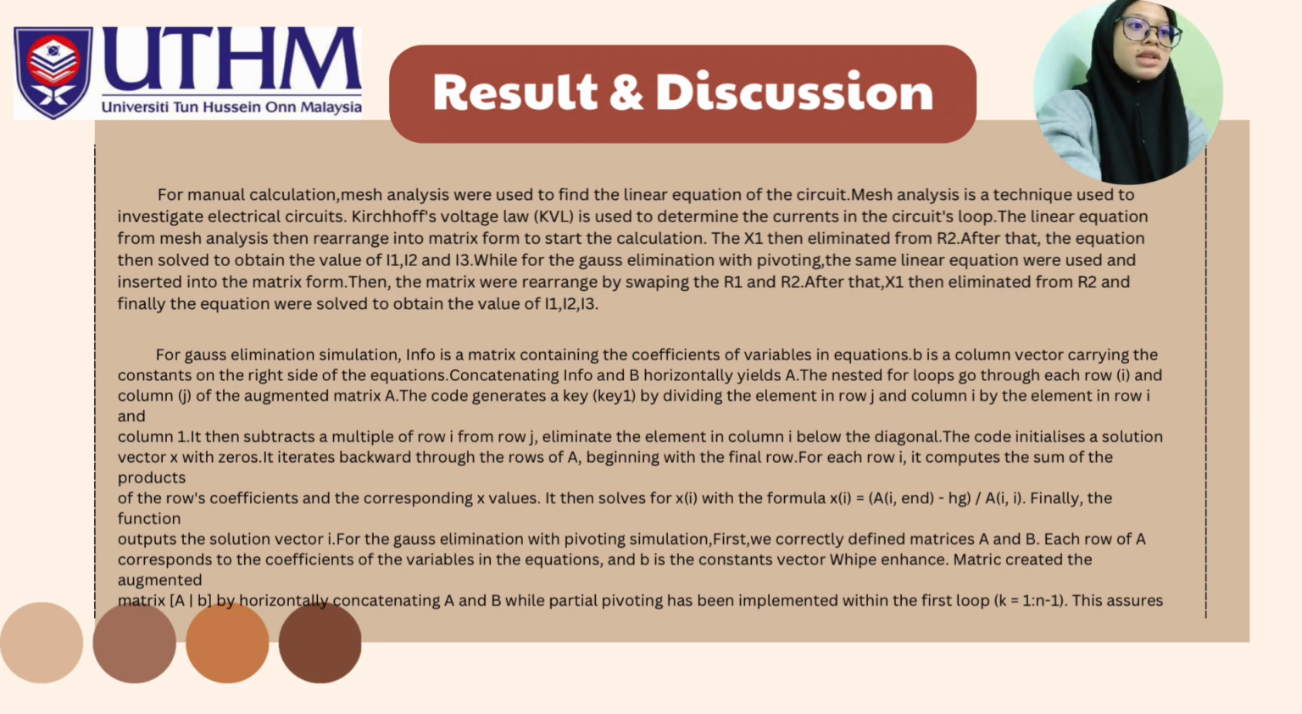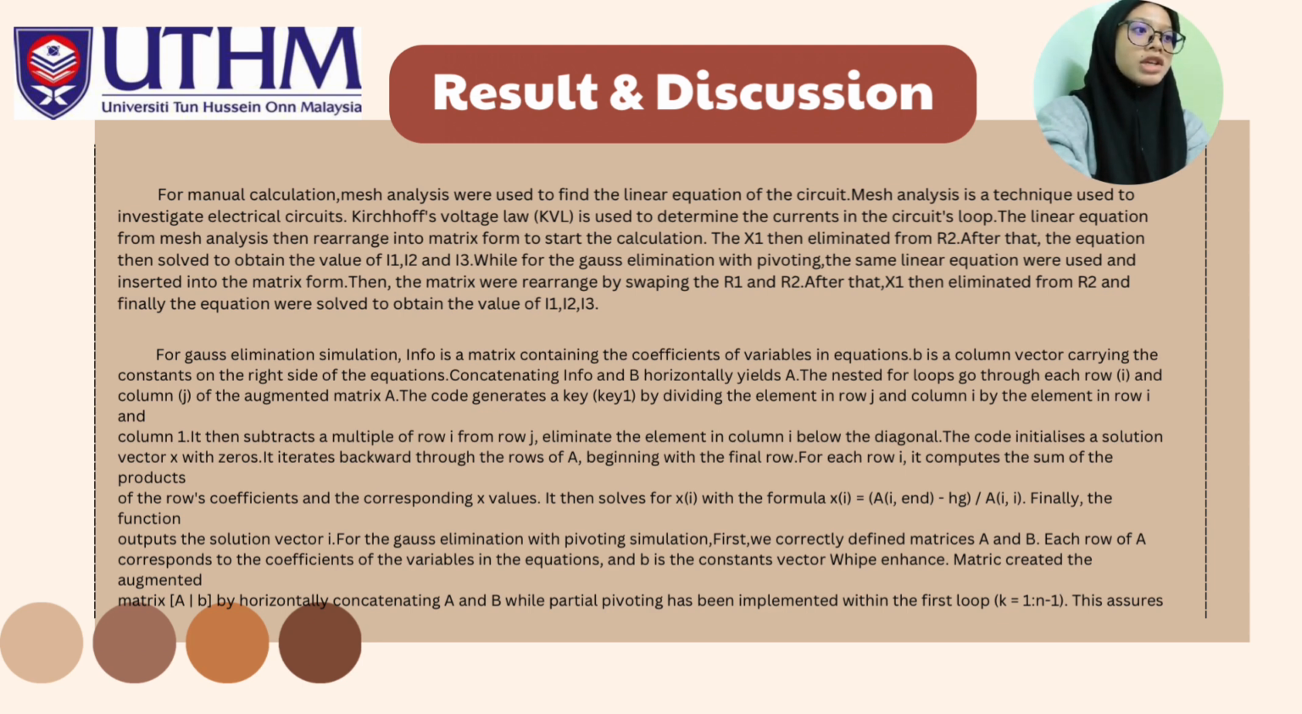It iterates backwards through the rows of A, beginning with the final row. For each row I, it computes the sum of the products of the row's coefficients and the corresponding x values. It then solves for xi with the formula xi equals (a_i,n+1 minus the sum) divided by a_ii. Finally, the function outputs the solution vector x.